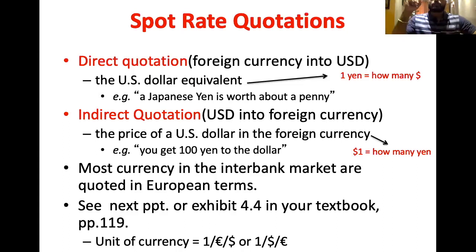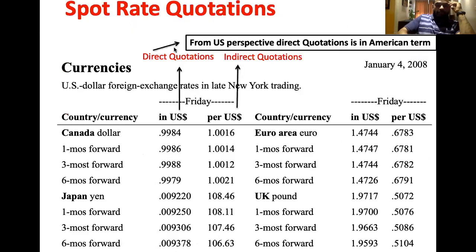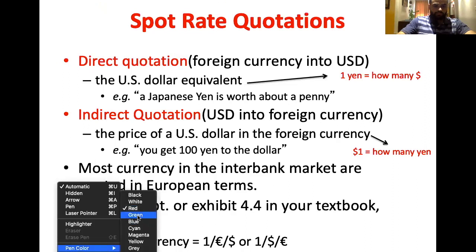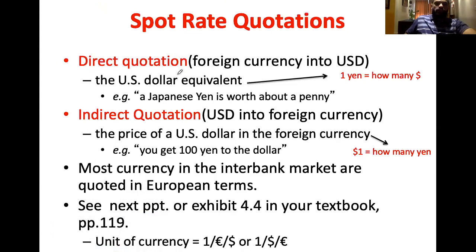So now, what is spot rate quotations? That is the first component of spot markets. Spot rate quotations: a quotation means the price, the value, right? Yes, the value. For example, $1 equals 25,000 Vietnam dong. That's the meaning of quotations.